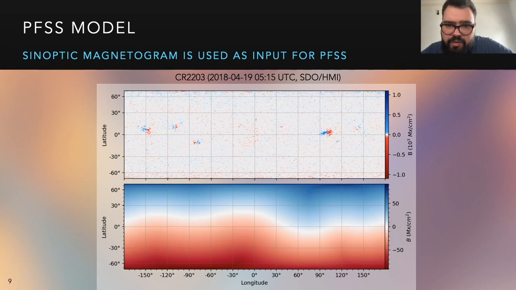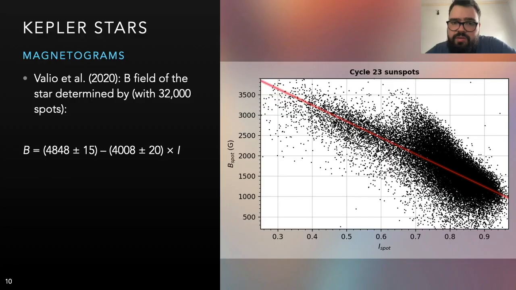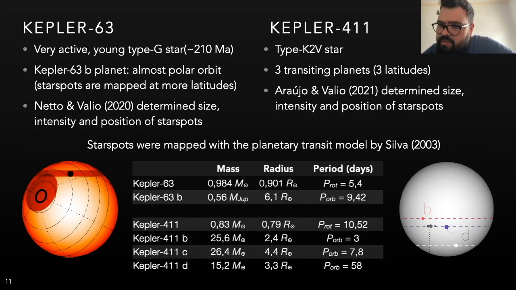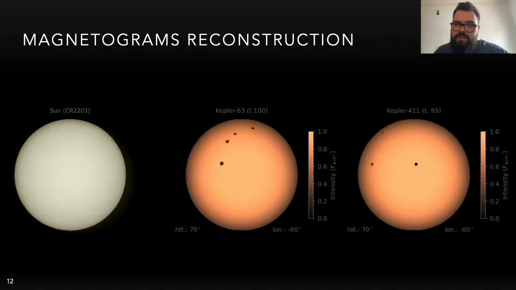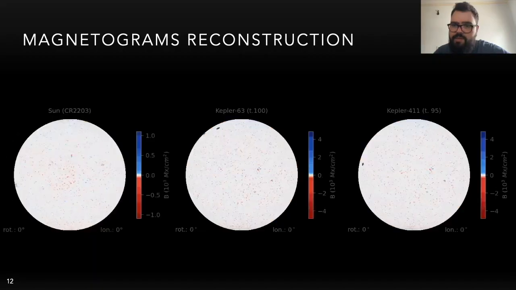However, what about the magnetograms of Kepler 63 and Kepler 411? There are no magnetograms with such resolution for those stars. So supposing that these stars are similar enough to the Sun, we use the equation proposed by Adriano Valio that relates sunspot intensity and magnetic field to generate magnetograms for Kepler 63 and 411. We used the size, intensity, and position of the star spots obtained by Neto and Valio. So this way we could reconstruct magnetograms for the Kepler stars and also calculate their background magnetic field.